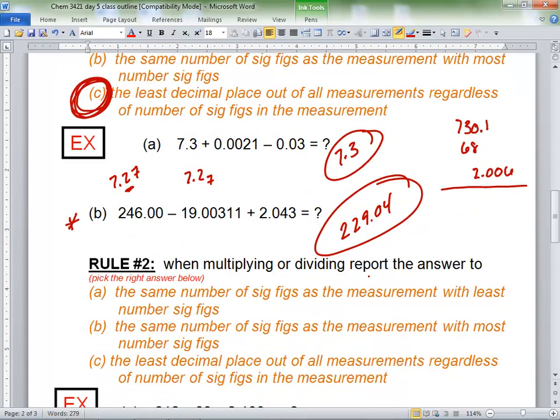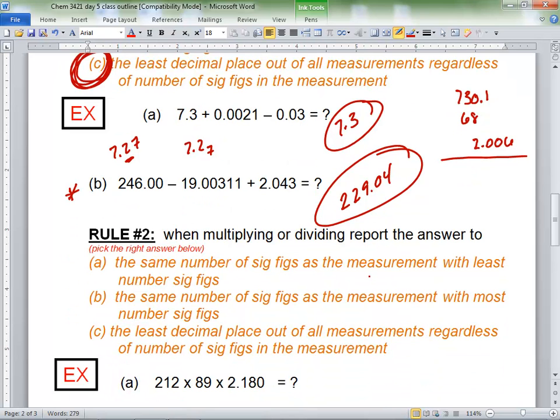Okay. Now we're getting into multiplying and dividing. You've got three options when you're multiplying and dividing a bunch of numbers. Report your answer to A, the same number of sig figs as the measurement with the least number of sig figs. B, the same number of sig figs as the measurement with the most sig figs. Or C, the least decimal place out of all measurements. I guess those are the same possibilities.